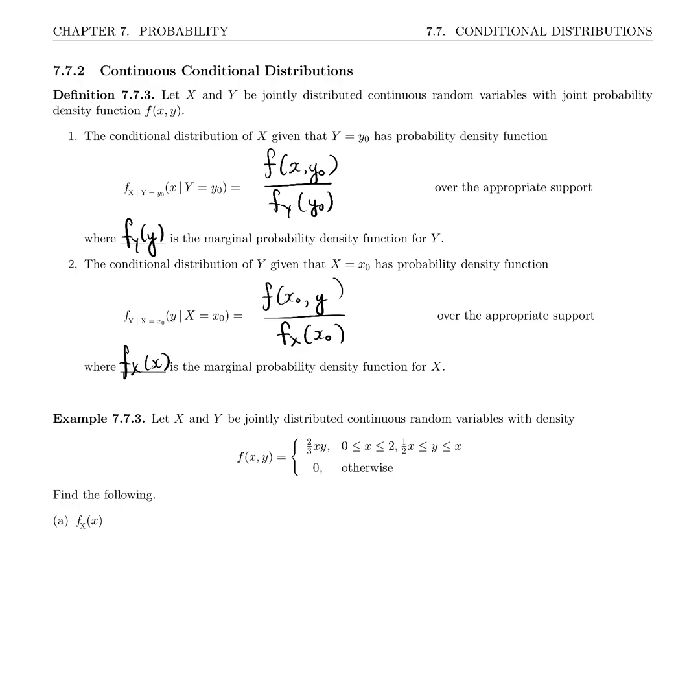So in the next video, we'll go and apply these definitions in example 7.7.3, where we'll look at some conditional distributions of two variables X and Y.